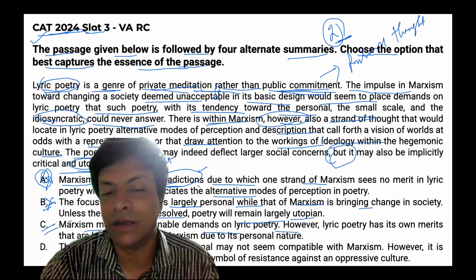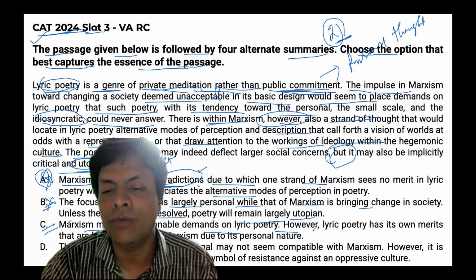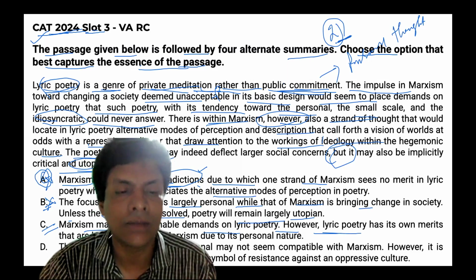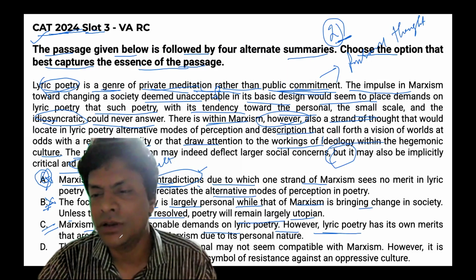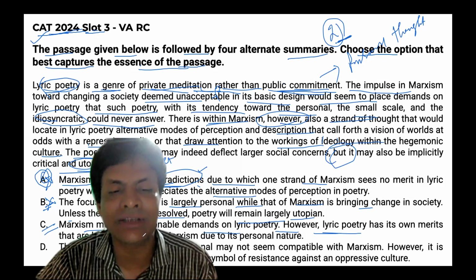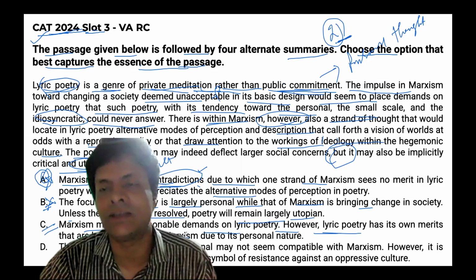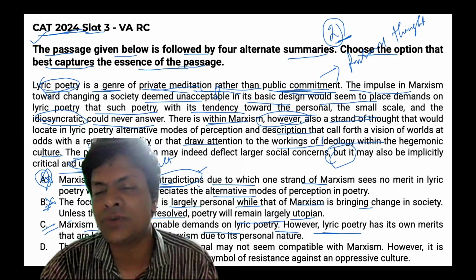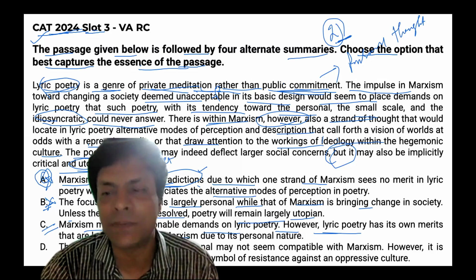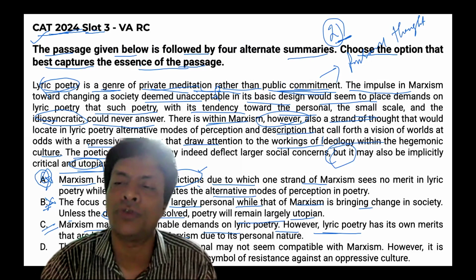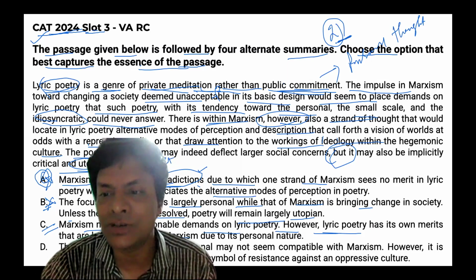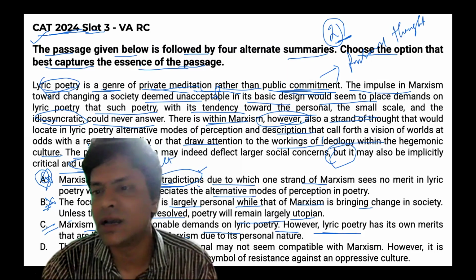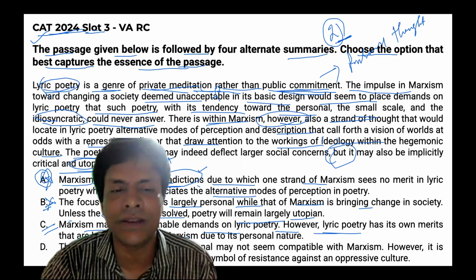Right? Demands on whom? Lyric poetry. However, lyric poetry has its own merits that are largely ignored by Marxism, due to its personal nature. Now, in that case, option C is trying to say that Marxism expects too much from lyric poetry, but poetry has its own strengths that Marxism overlooks because it is more about personal feelings, isn't it?